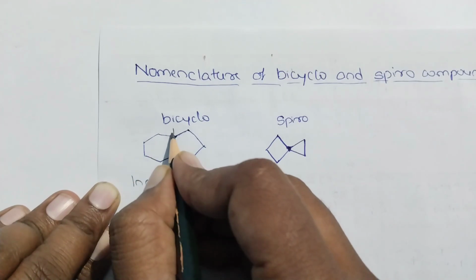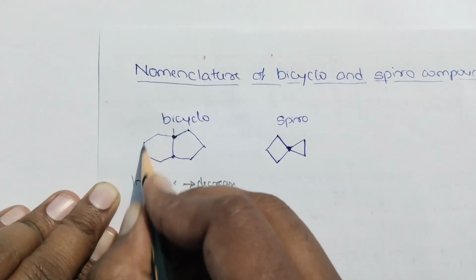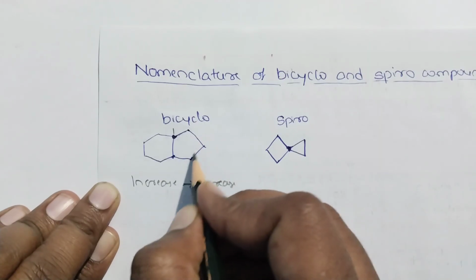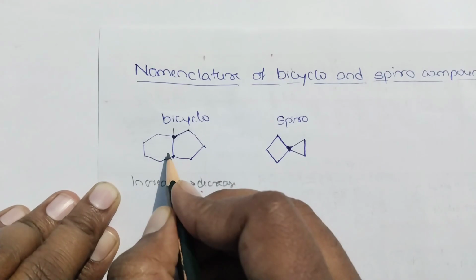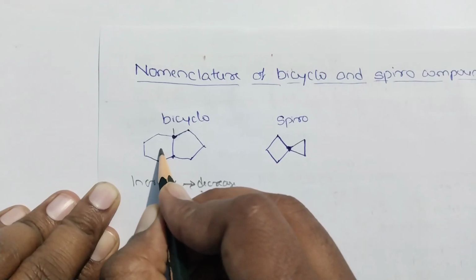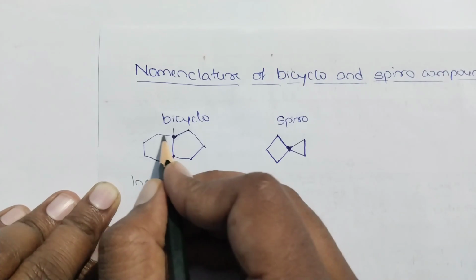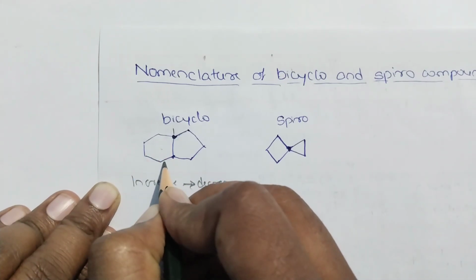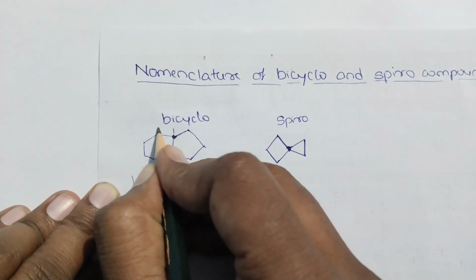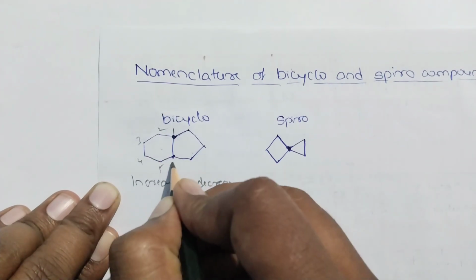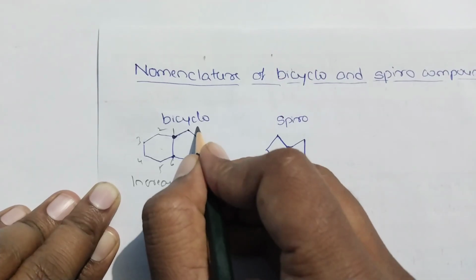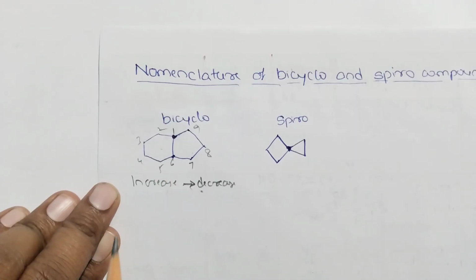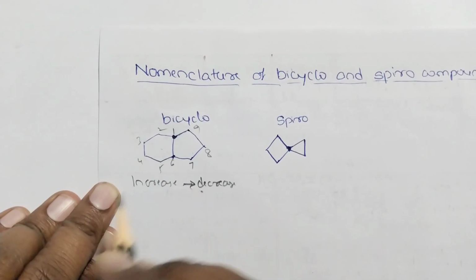Increase means this is the biggest cycle. Which is the bigger one here? This one, having 1 2 3 4 5 carbon atoms, here we have 6 carbon atoms, so this is the largest cyclic compound, hence you have to give the number first. So you have to give the number to this cycle, then 1 2 3 4 5 6 7 8 9. Like this you have to give the number to this bicyclo compound, starting from here.